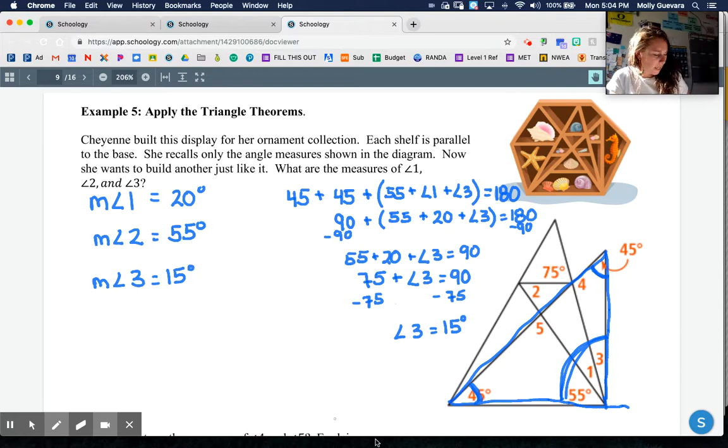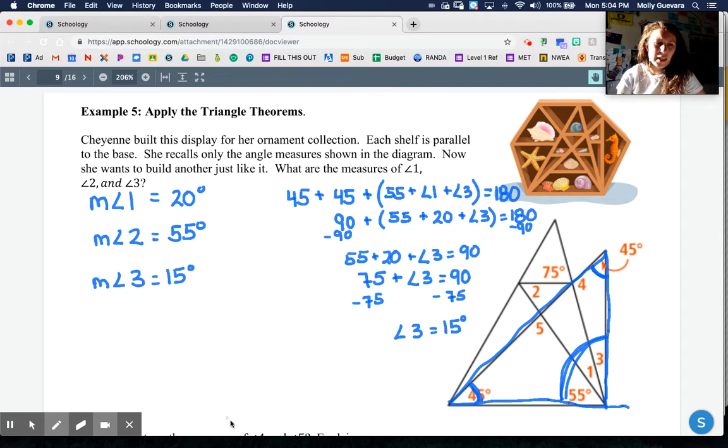So that one just had a little bit more work involved. And could there have been other ways to find that? Sure, right? Who knows? Yes, absolutely. This is just the way that we did it. But if you did it a different way, totally cool.